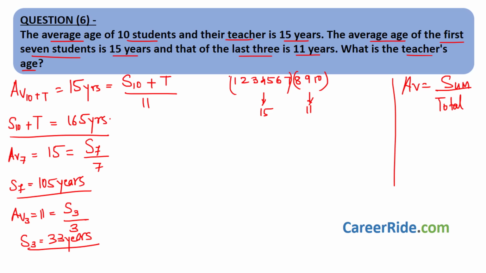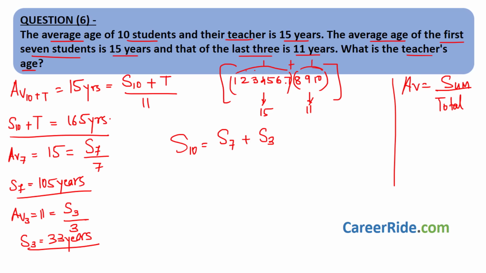Now, look over here. If we want the summation of the ages of 10 students, what we will do? We will add individual ages, this plus this plus this. Or what we can do? We can add these 7 ages, then we can add it to these last 3 ages, right? So, the sum of the ages of 10 students is nothing but the sum of the ages of the first 7 students plus the sum of the ages of the last 3 students.